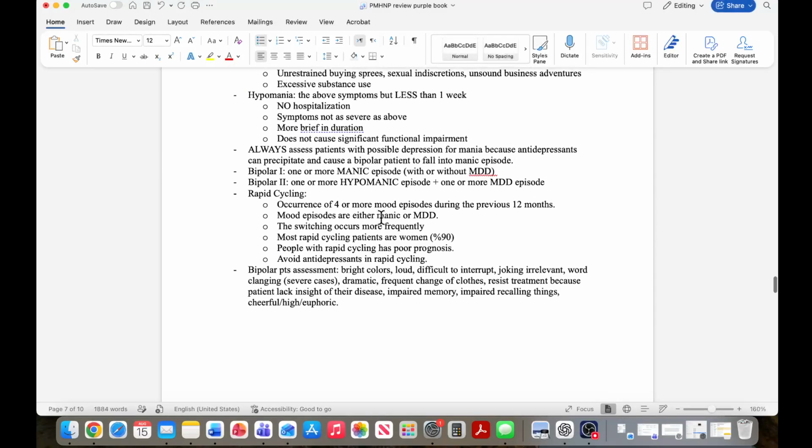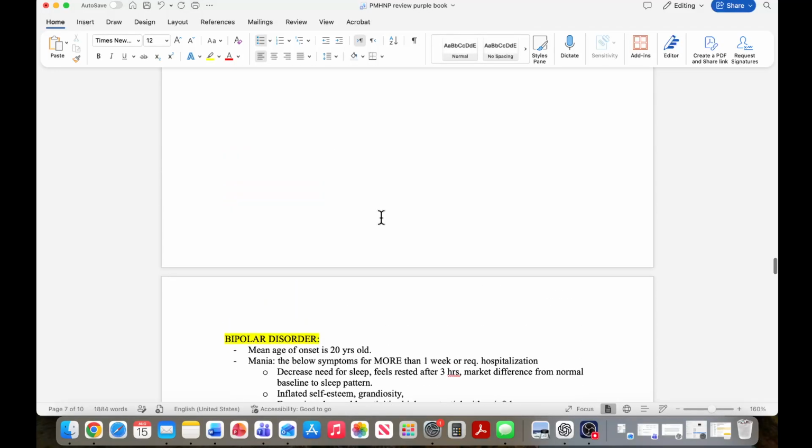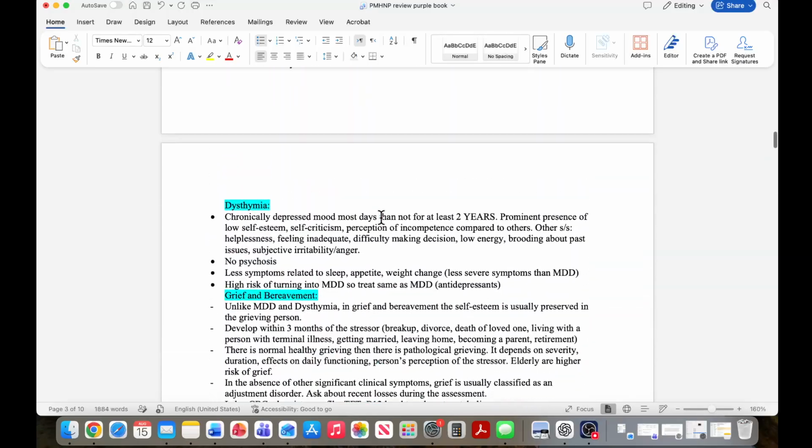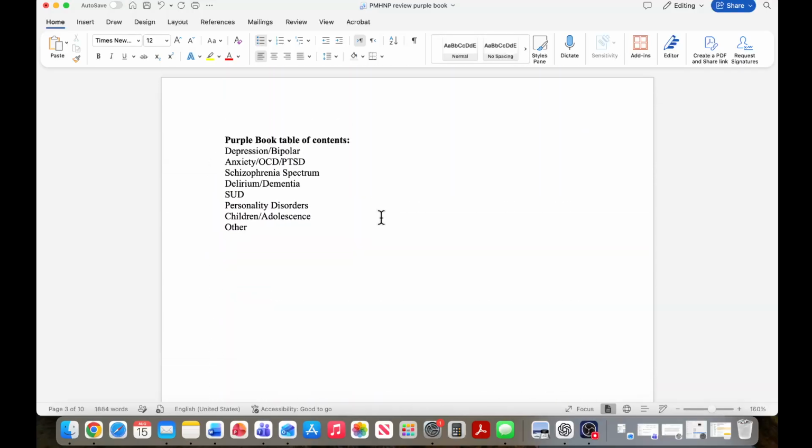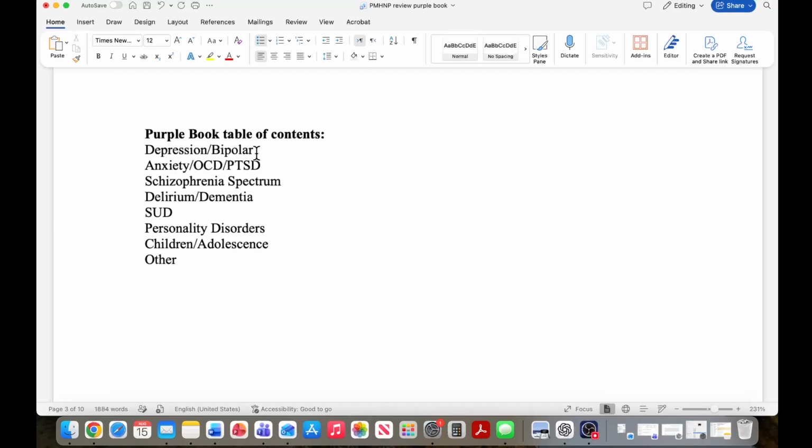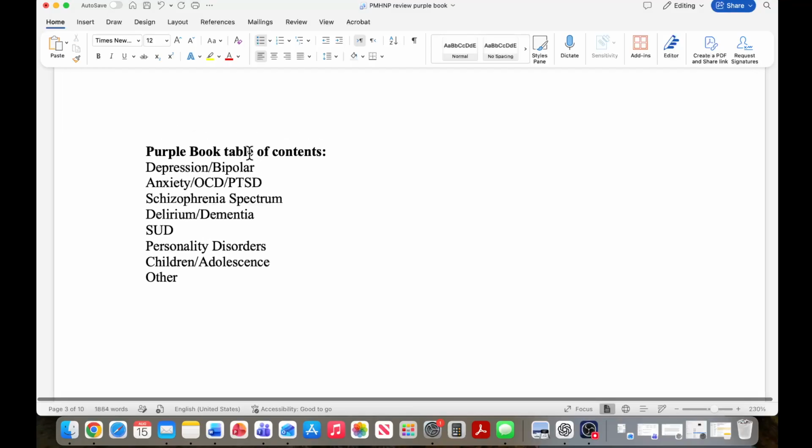This is another session of studying for the PMHNP exam. I'm using the purple book, Review and Resource Manual, Psychiatric-Mental Health Nurse Practitioner, 4th edition, by ANA Enterprise, by Kathryn Johnson and Don Vanderhoef. So this is the table of contents that I'm going to be summarizing from the book.